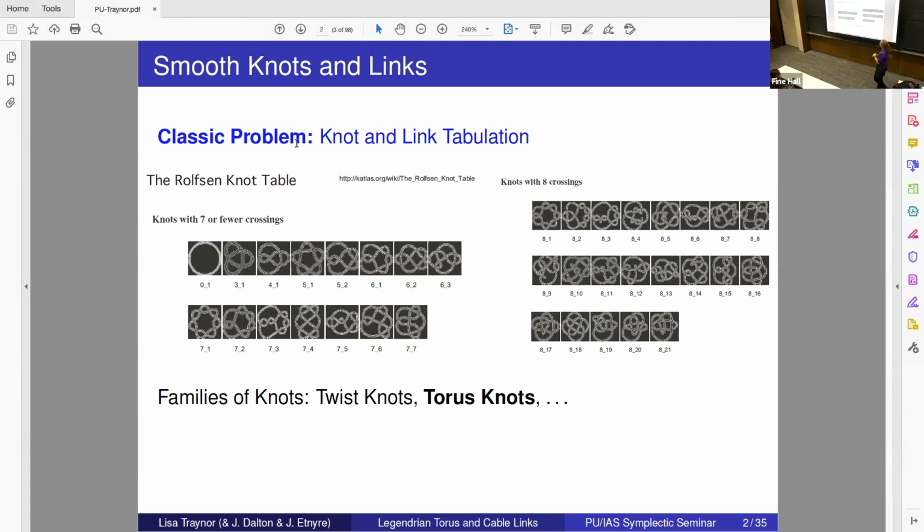Good. Okay, so now, other than just making a list of knots by crossing number, we can look at families: twist knots, torus knots.